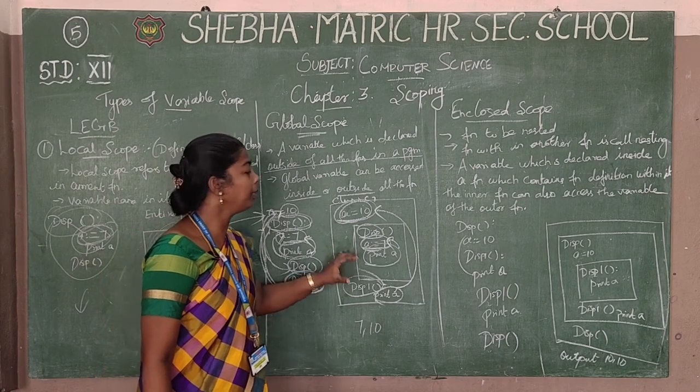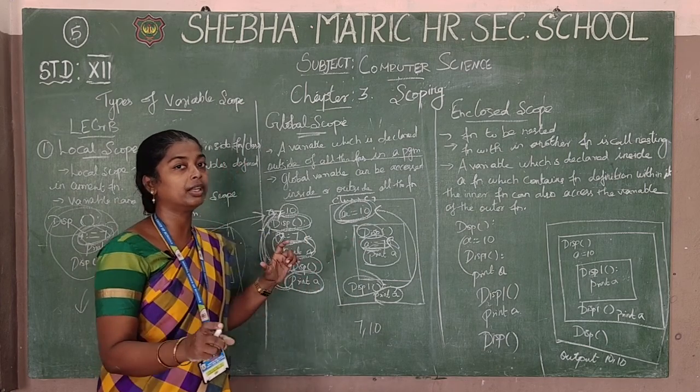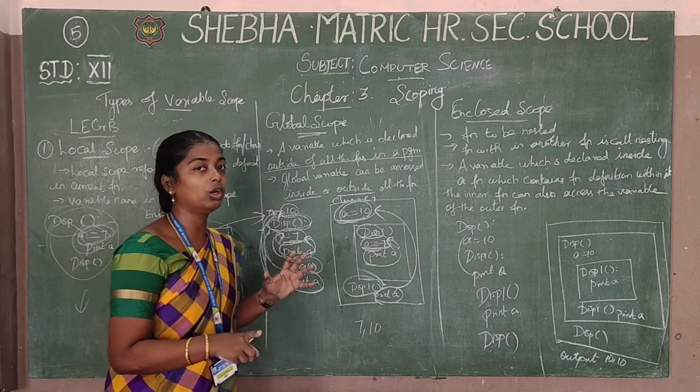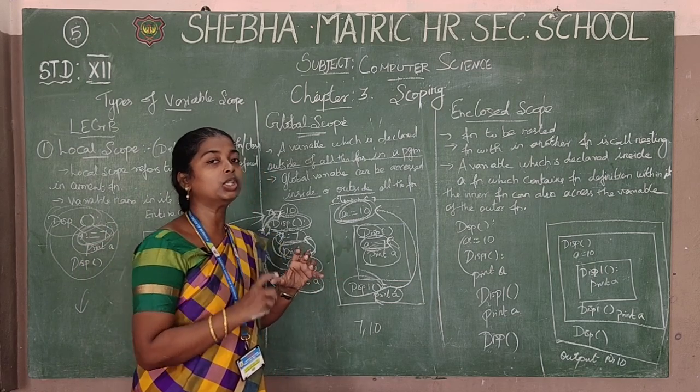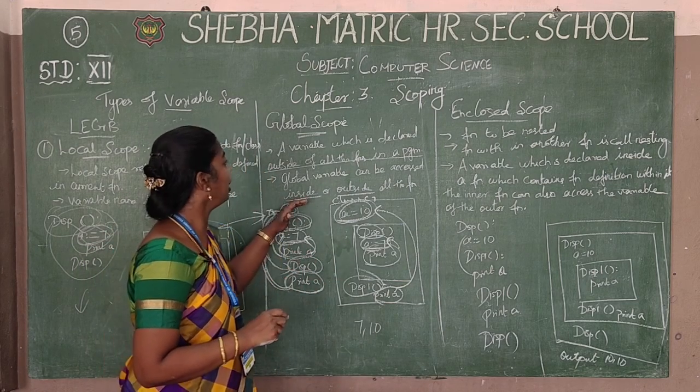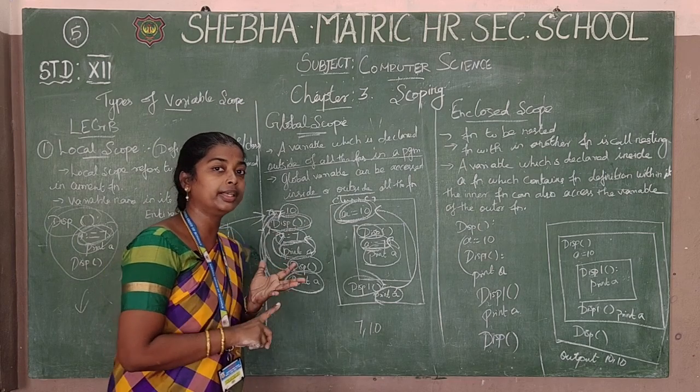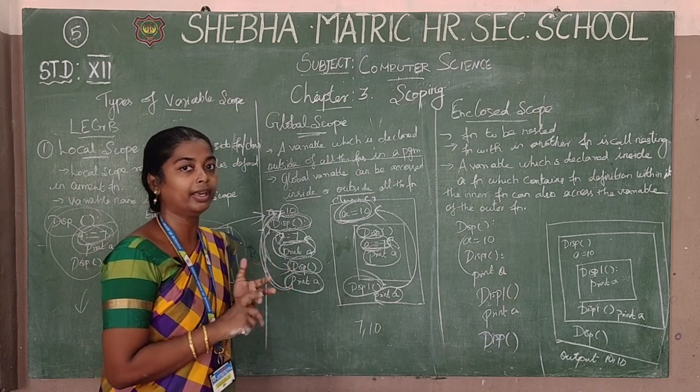Now see the difference between local variable and global variable. Okay, local means that particular function can use it. Global means in the program, inside or outside a function, it can be used.